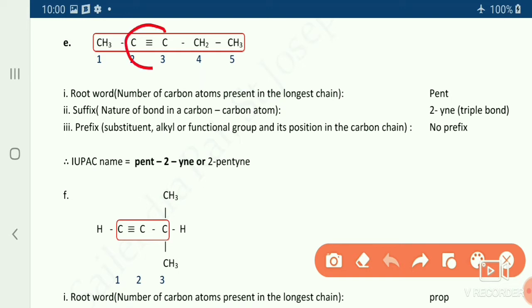Now here we can see we have a triple bond. And what is the name given to the triple bond? It is yne, Y-N-E, yne. Okay, triple bond. And since triple bond is a what? It is a functional group. It comes under functional group. We have to see the position. So start from this side, left to right. The functional group is getting which number?